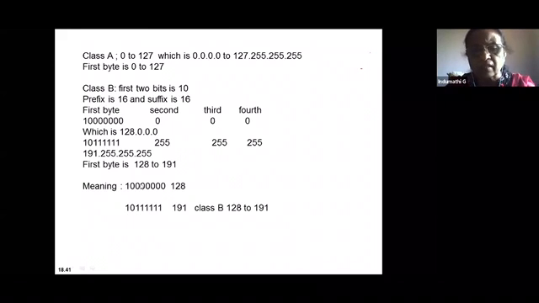The remaining ones you have already started with zeros for the first portion of the first byte. The last portion of the first byte should be all ones. So hence it is 128 to 191. That means class B starts from 128 to 191.